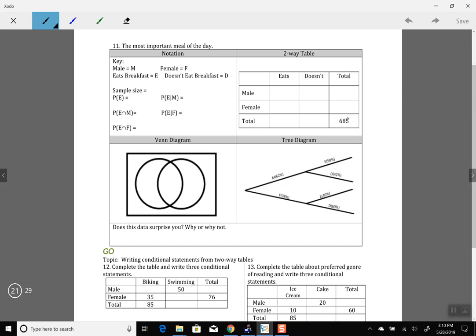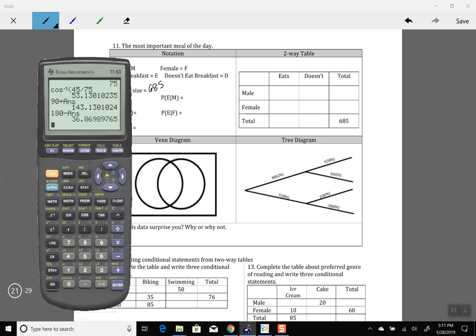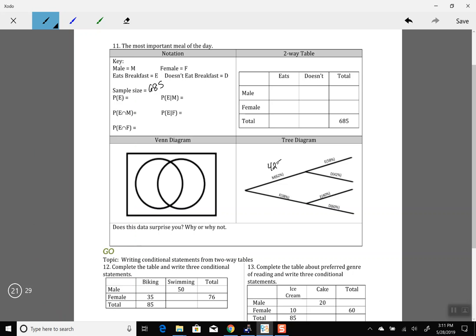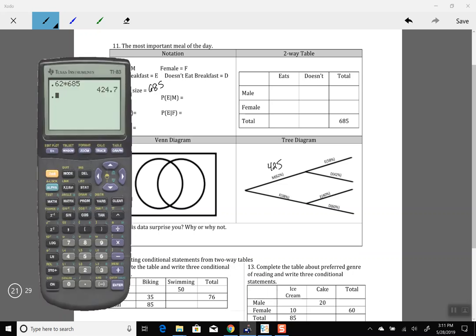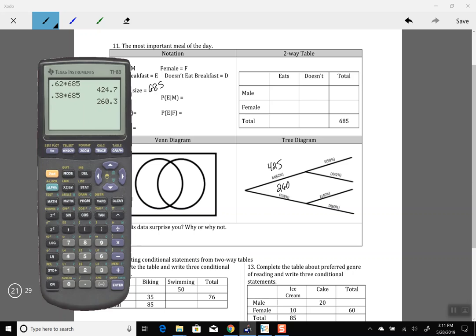We have 685 total, so that's the sample size. Now I'm told that I have percentages here for each of those things, so I need to figure that out. So 62% of 685 is 424.7, so I'll round that to 425. 38% of 685 is 260.3, so I'll round that to 260. And if I do 260 and 425, that does add up to 685.